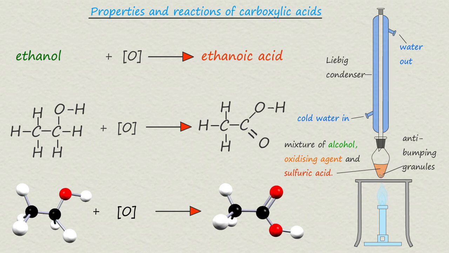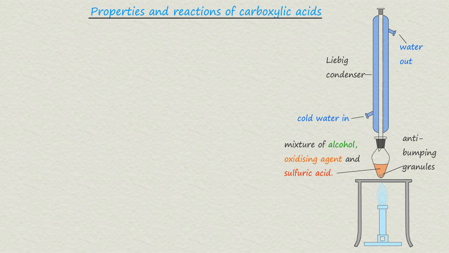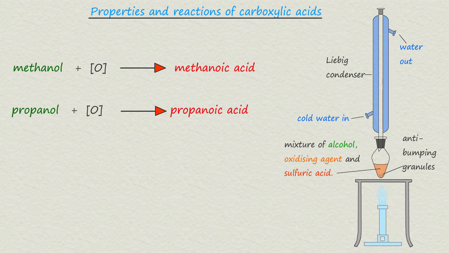Now the oxidizing agent is generally shown using the letter O inside square brackets. Similar reactions can of course be carried out using different alcohols such as methanol and propanol, which will be oxidized to the carboxylic acids, methanoic acid and propanoic acid.